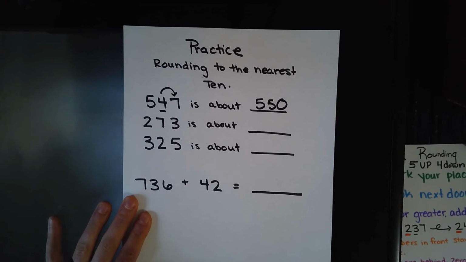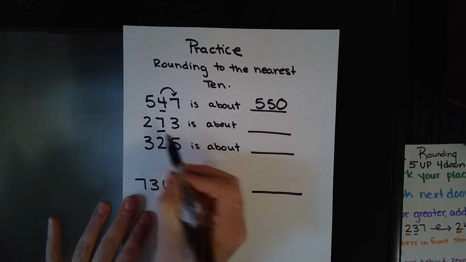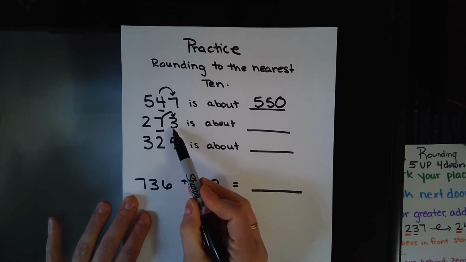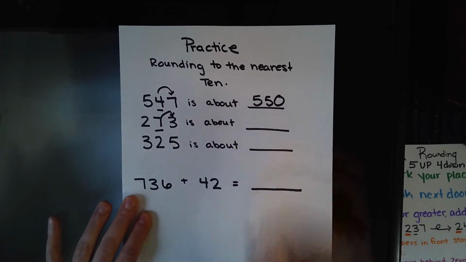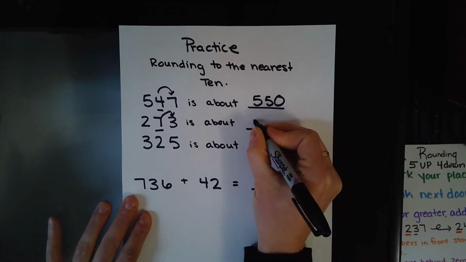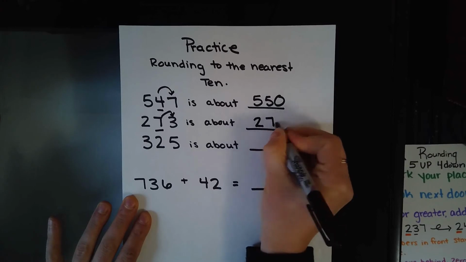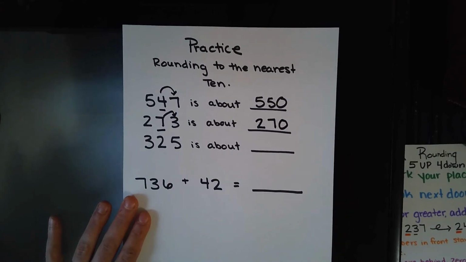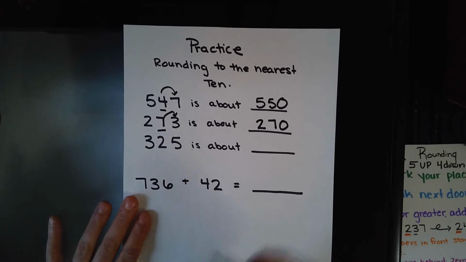Let's try again. 273 is about, well, I need to mark my place. I need to look at the back door. 3 is less than 5, so I need to round down. You're right, down. So this becomes 270. 273 is about 270.